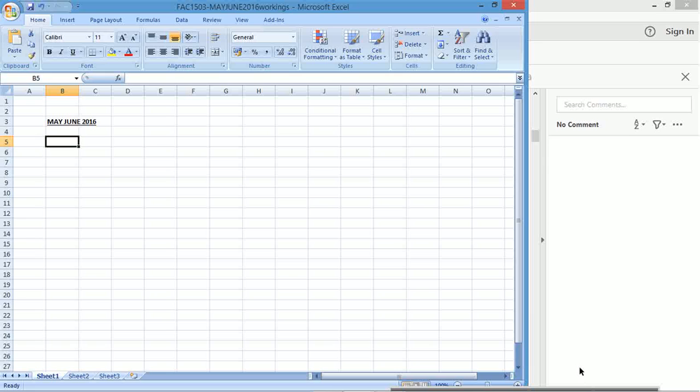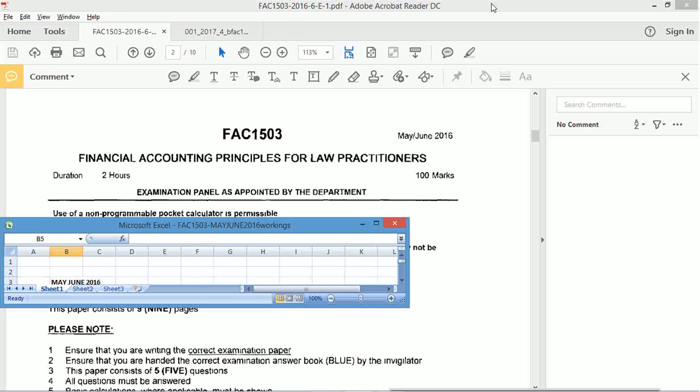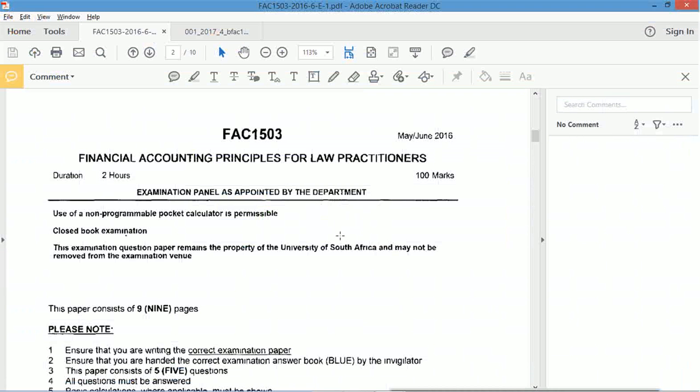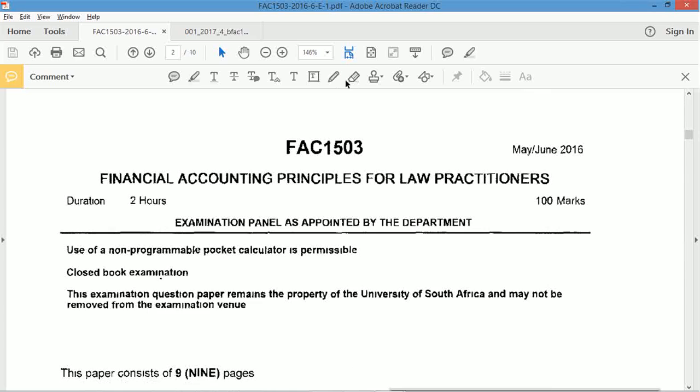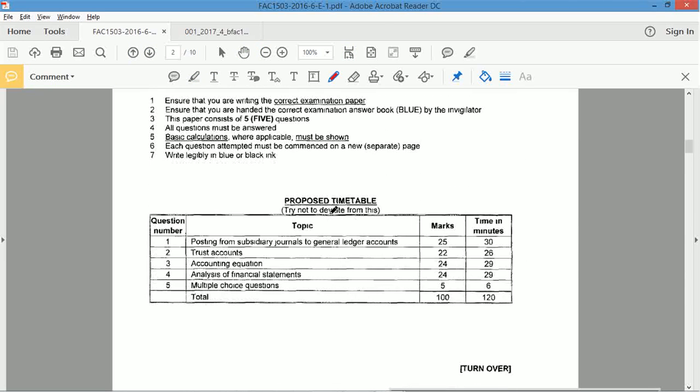We need to understand what is being asked in the question in order to generate the solution. So you'll see I always focus on required. Required is key. When getting the past paper, this is the exam that you would be given. Let's say you're sitting in the exam venue. This is what I've got in front of me. What am I going to do first? I'm going to scroll and look at the proposed timetable, and I'm going to be looking for this: analysis of financial statements.